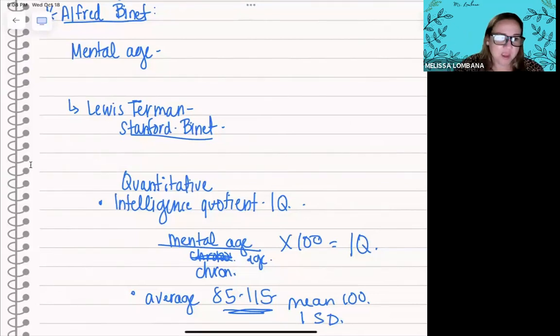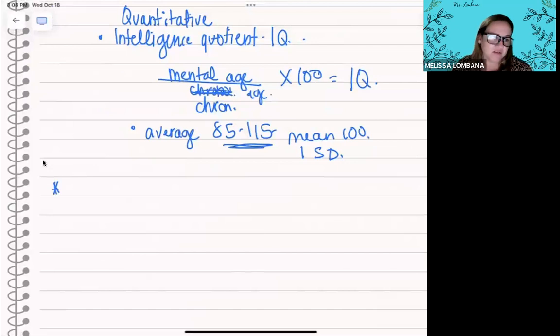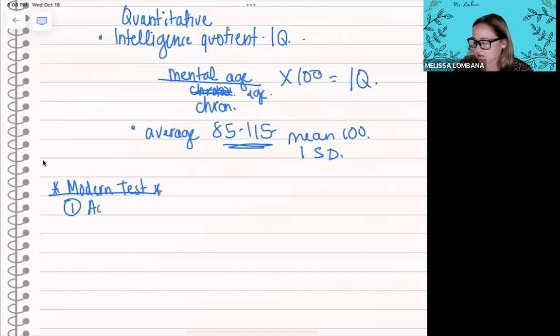Okay, now under this one, you need to know that there are new ways of testing, more modern. So these are modern tests that they use for different types of intelligence. And the first one is going to be achievement test.